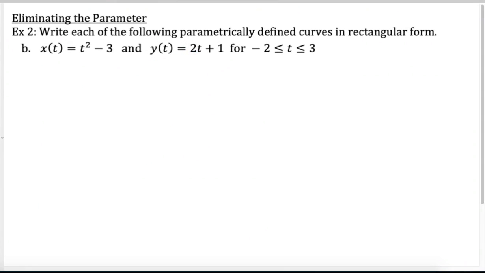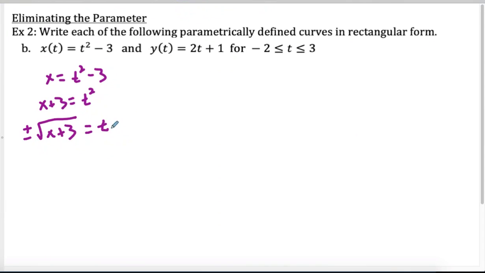So let's try another one. Let's do that second example. Let's write that in rectangular form. So again, if I want to write it as y equals, I'm going to take my x equation and solve it for t. So t squared minus 3, I would add the 3 over, and then take the square root. Whenever we take the square root, we need plus or minus. So we would have plus or minus the square root of x plus 3 is equal to t.